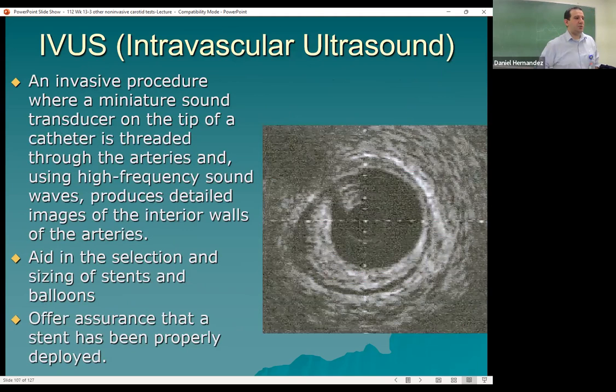So here's an intravascular ultrasound image from actually inside the vessel. This can help determine the size of the stent that we potentially need, and the size of the balloon when we're doing balloon angioplasty.